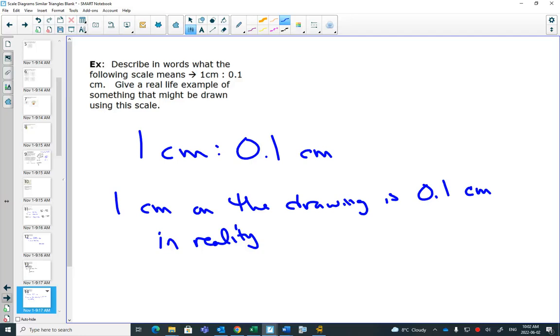What would be a good thing to draw using this scale? An ant. Okay. Do you see that the drawing is 10 times bigger than what the object actually is? So an ant that's this big, you could draw, pretty big. Okay. Or did you mean this? Just checking. No? Okay.